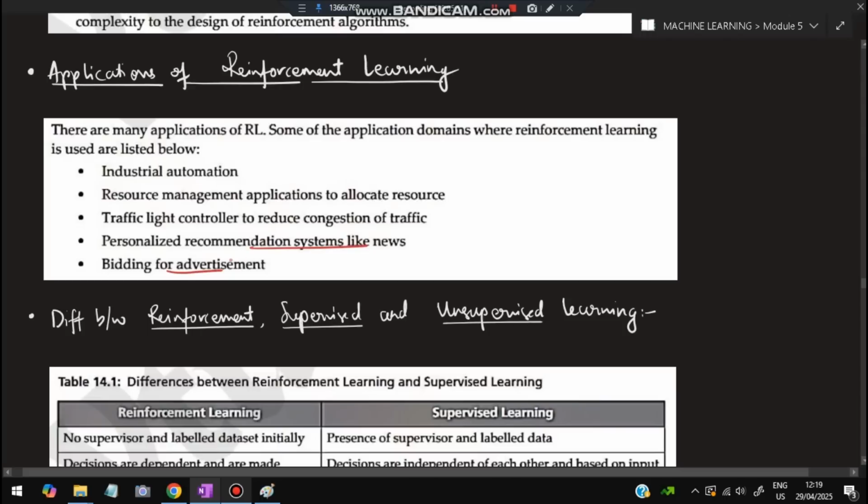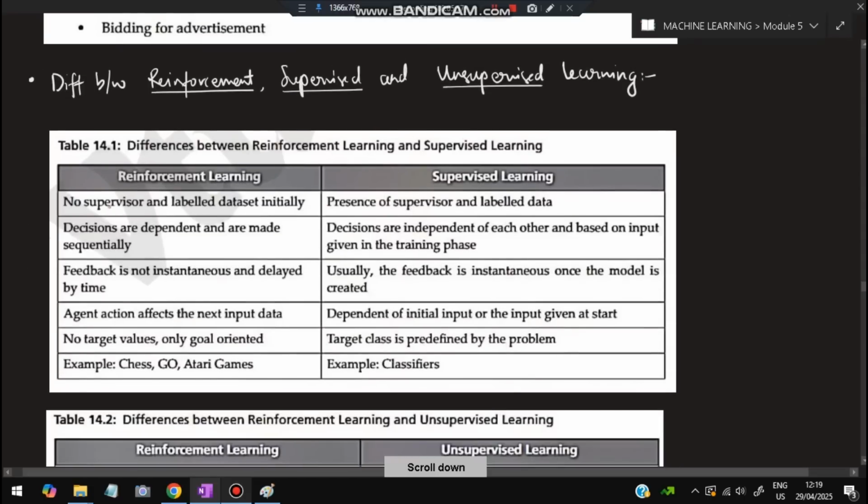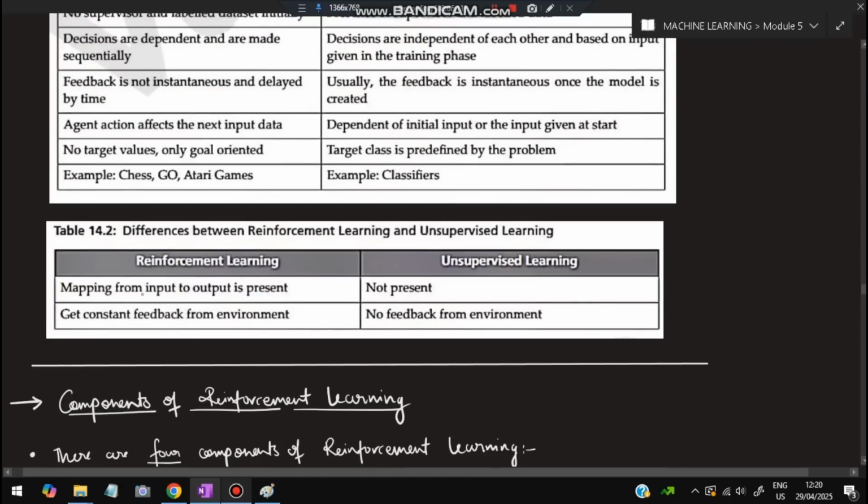Okay, what are the differences between reinforcement, supervised and unsupervised learning? See, in reinforcement learning we do not have any supervisor, there is no data, there is no feedback, and the action affects the next input data, and no target values are there. Okay, so it is all unknown. In supervised learning it's all the opposite, everything is known. In supervised learning, mapping from input to output is present, and we are getting feedback, but in unsupervised learning it is even worse. The mapping is also not present and feedback is also not there.